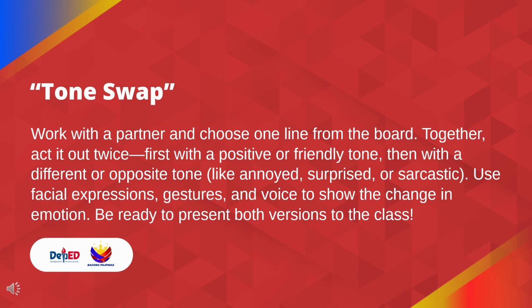Each pair chooses one line and acts it out in 2 different ways using different tones or scenarios. For example, say "nice to meet you" as if you're meeting your best friend, then say it again to someone you don't like. After 2 to 3 minutes, ask for volunteers to present both versions.